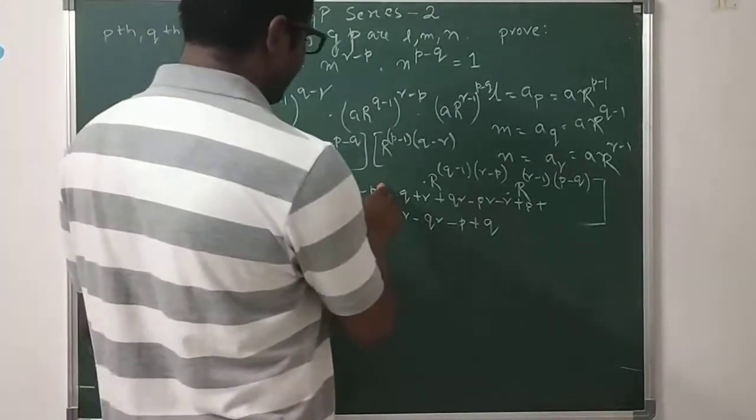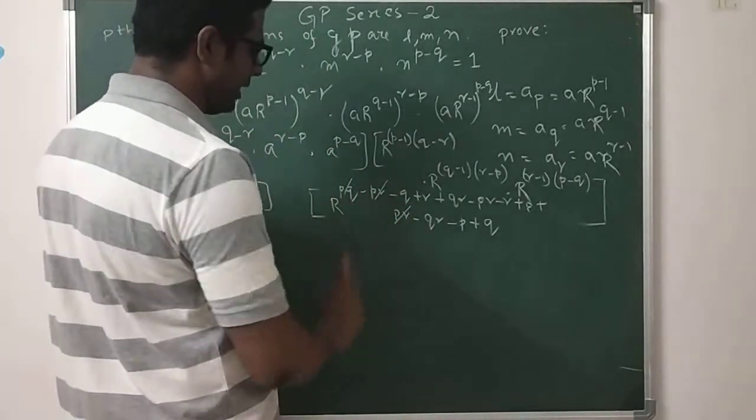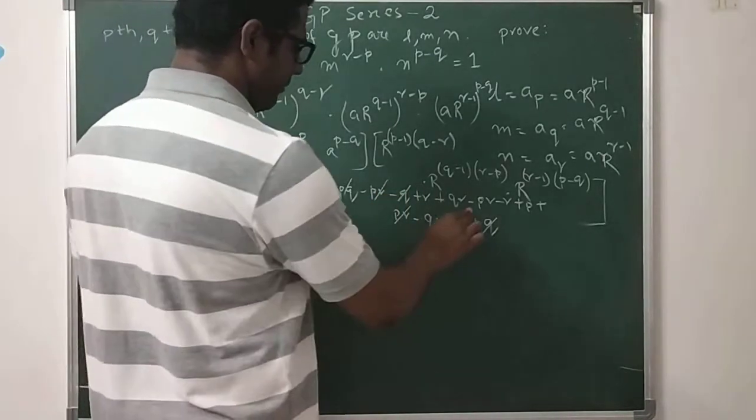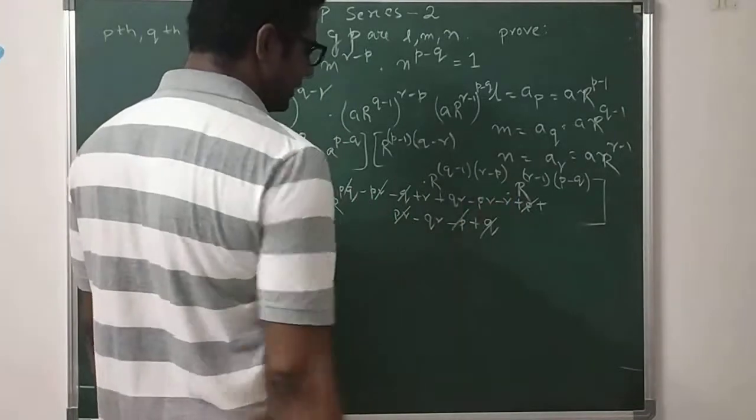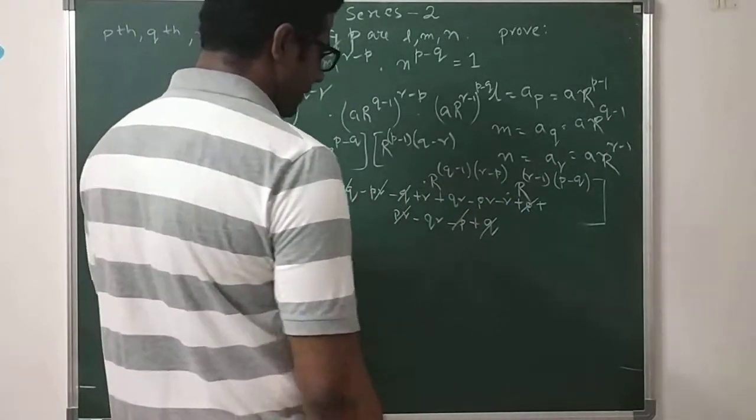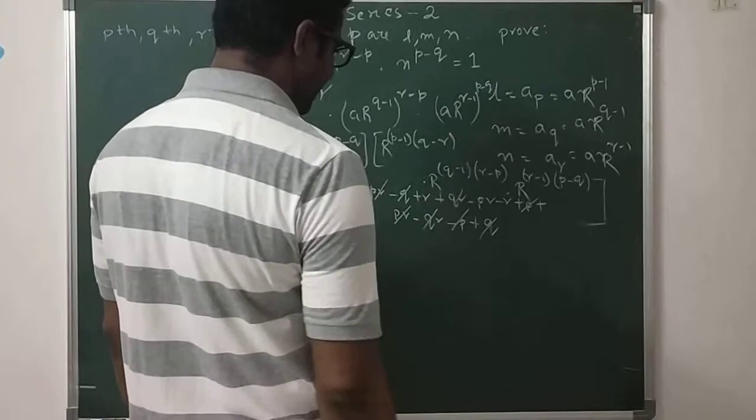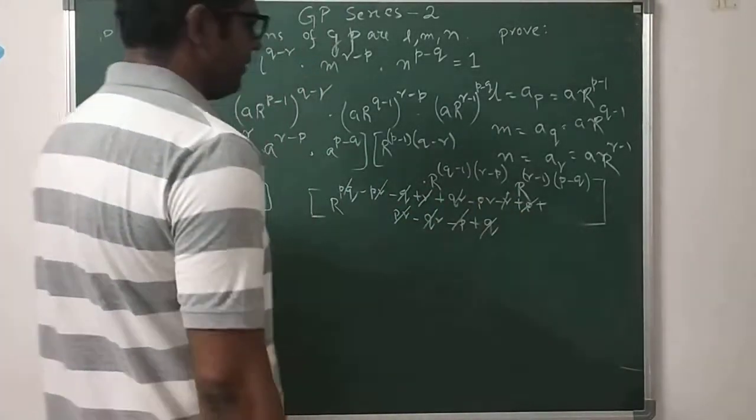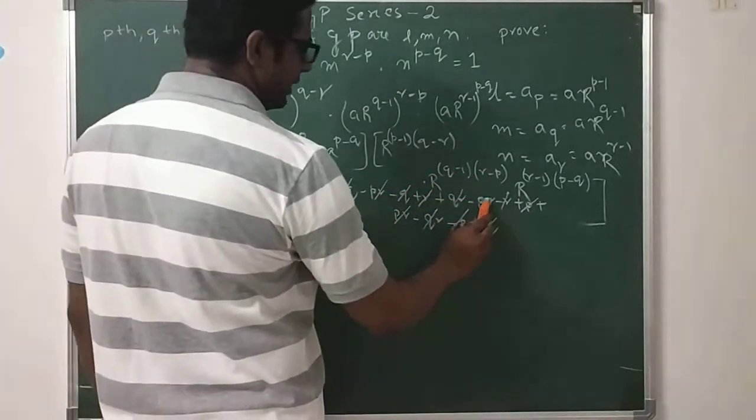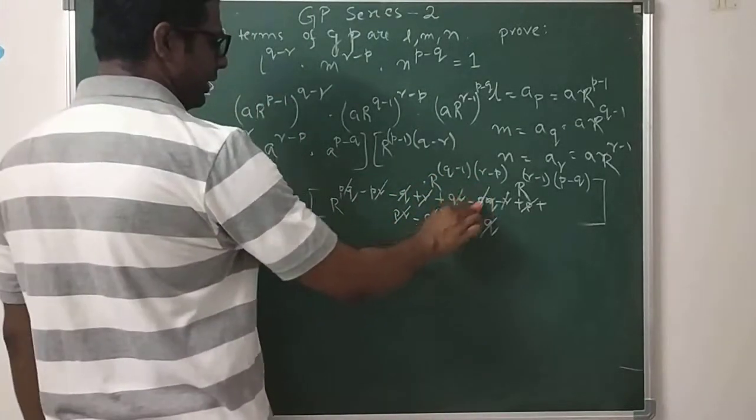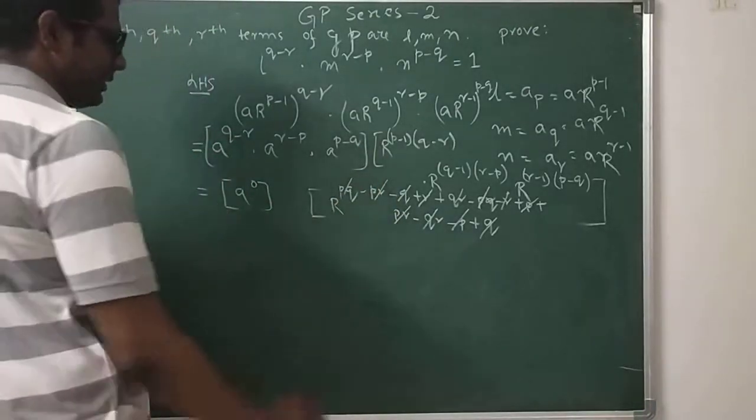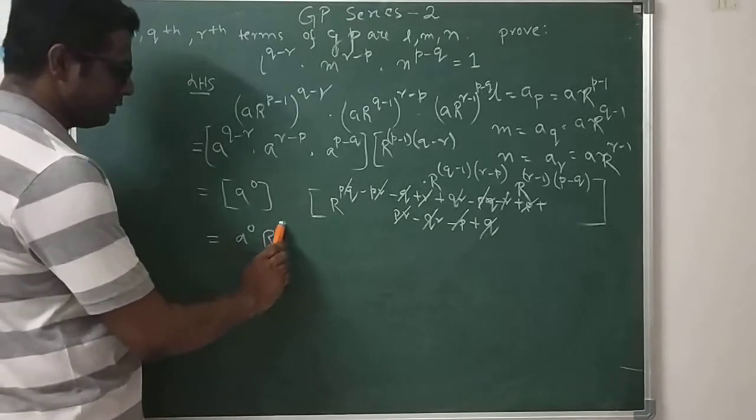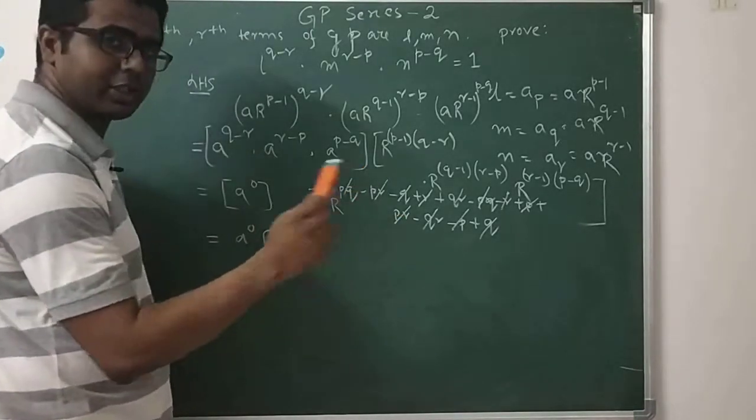Okay, PQ we will see later. Minus PR plus PR cancels. Minus Q plus Q cancels. Minus P plus P cancels. Okay. Plus QR minus QR cancels. Minus R plus R cancels. Okay, there was a PQ, I have written it as PR. So minus PQ plus PQ cancels. And we get the answer as a to the power 0 into R to the power 0. Anything to the power 0 comes out to be 1.